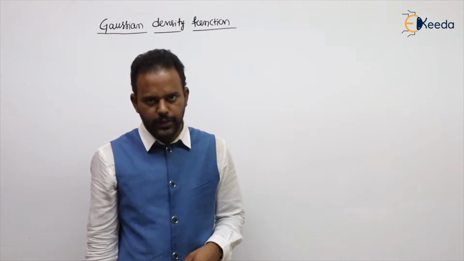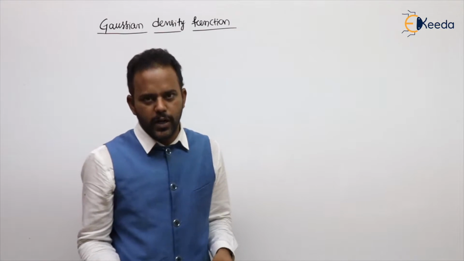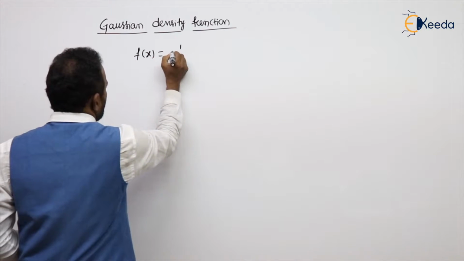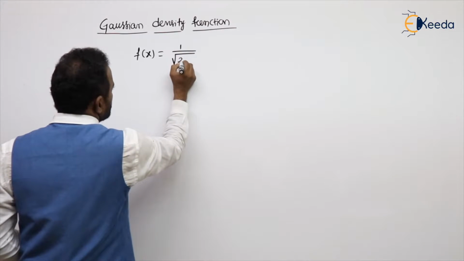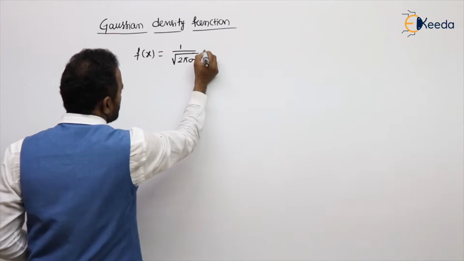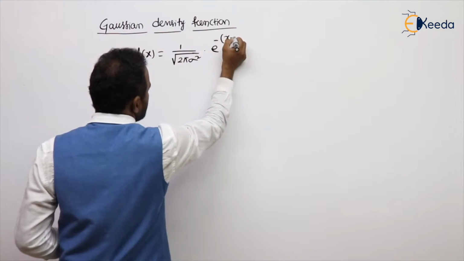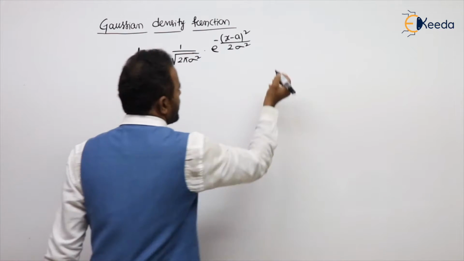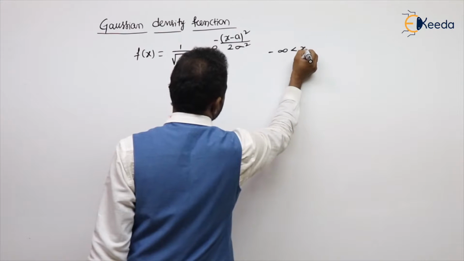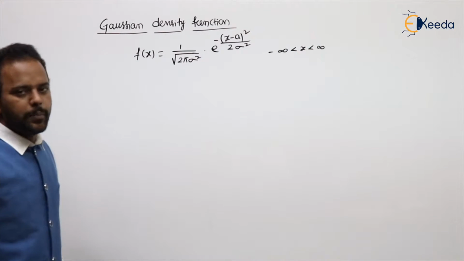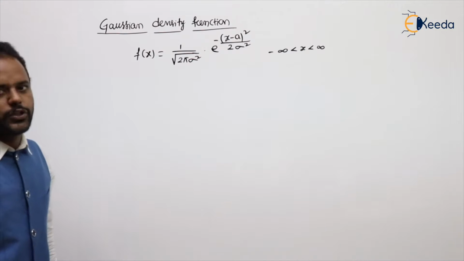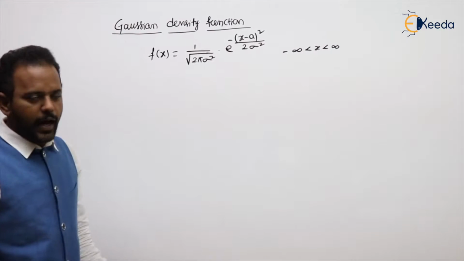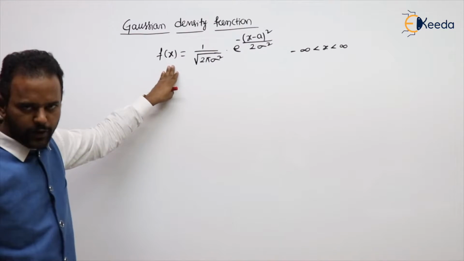Gaussian probability density function. A PDF is said to be Gaussian if it is in the following manner, where f of x equals 1 by root of 2 pi sigma square, e power minus (x minus a) whole square by 2 sigma square, where x is from minus infinity to plus infinity. If the PDF is in this format, that is called Gaussian PDF. Very important. Questions have come many times from the solution of this Gaussian PDF. Let's see.